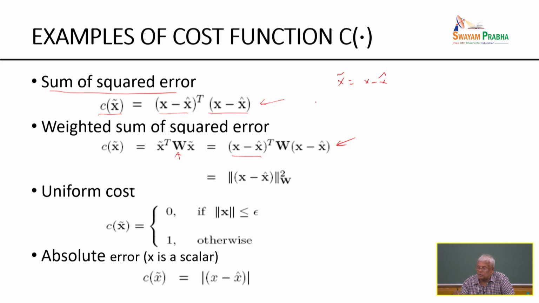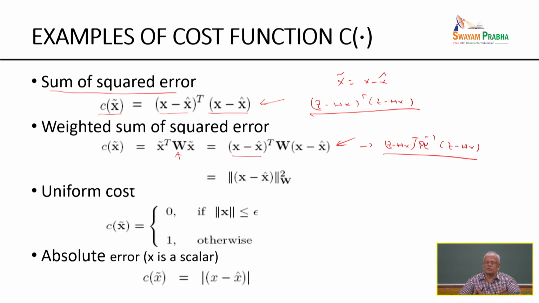Now please remember, this looks like z minus h of x transpose R inverse z minus h of x. So mathematically there are parallelisms, but conceptually there are differences. So this is the energy norm of the error with respect to the matrix W.